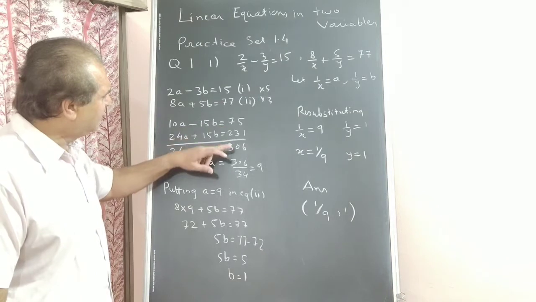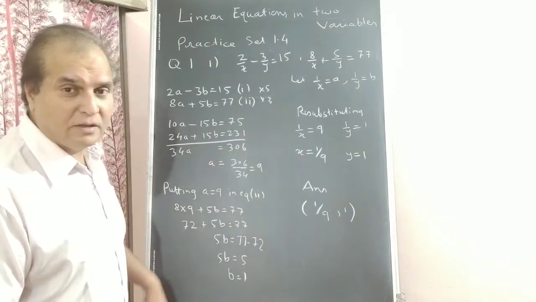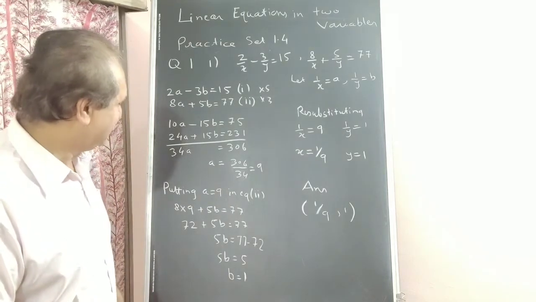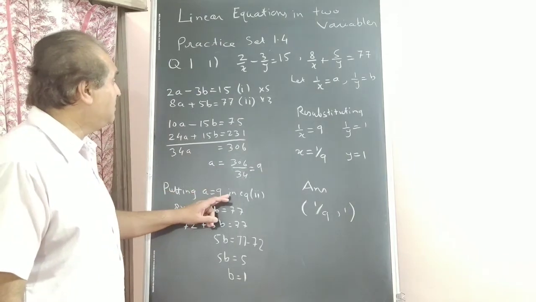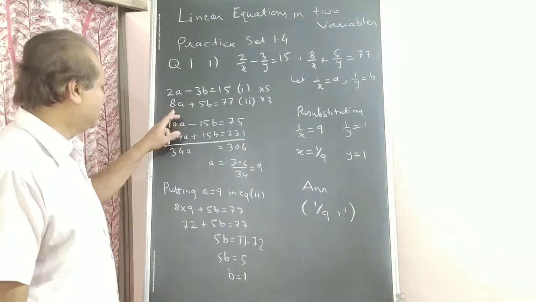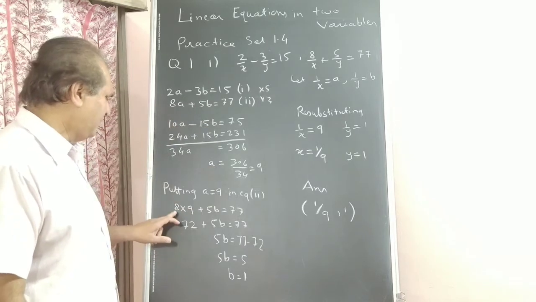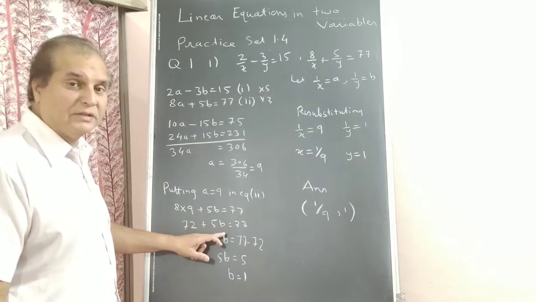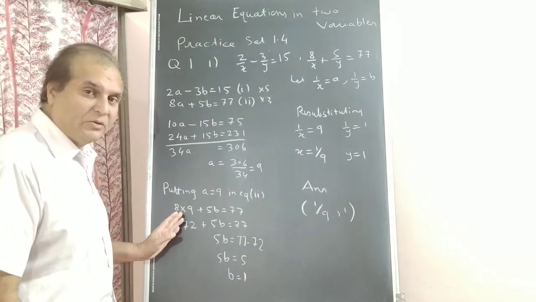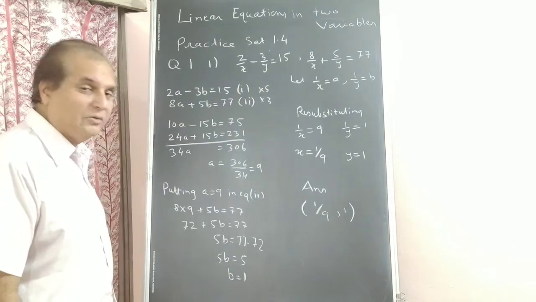75 plus 231 gives 306. So a equal to 306 upon 34, cutting, 9. Okay? So putting a equal to 9 in equation 1 or 2, any. This time I am putting in the second equation. 8 into a means 8 into 9 plus 5b equal to 77. 8 9s are 72 plus 5b equal to 77. 5b equal to 77 minus 72. 72 on shifting that side will become minus. 5b equal to 5 and b equal to 1.